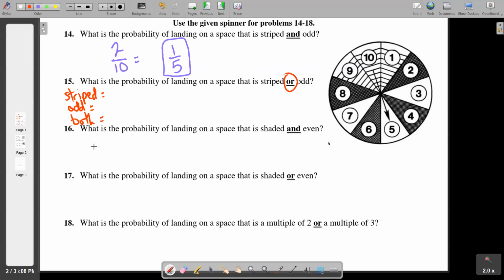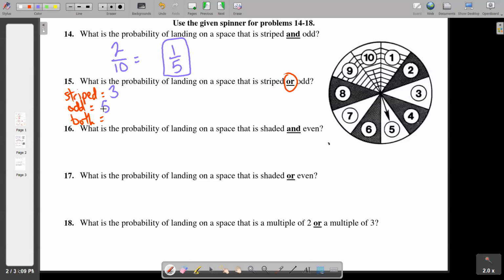How many striped cards, or striped spaces, are there on the spinner? There are 3. How many odd numbered spaces are there on this spinner? Good. Now, if it weren't for math being so confusing, you could just do 3 plus 5 and put 8 over 10 and be done. But this has come up so many times, and I'm happy to keep saying it. Why can't I stop at 3 plus 5?